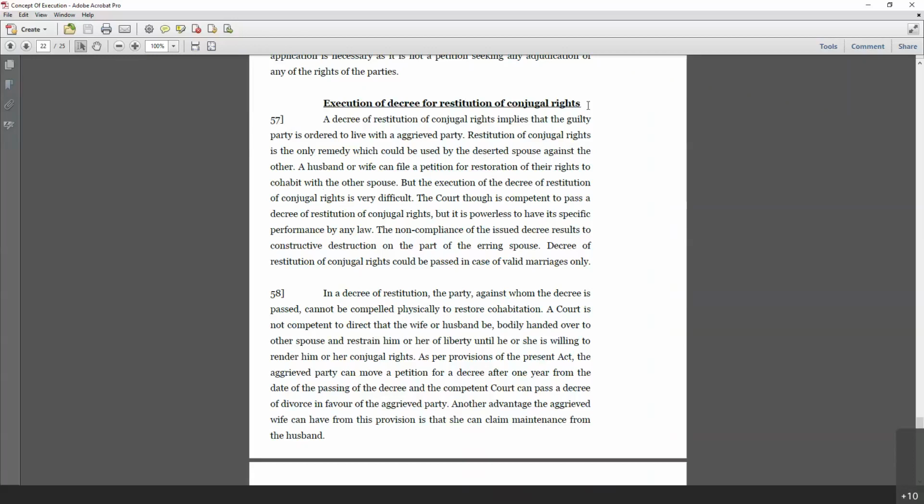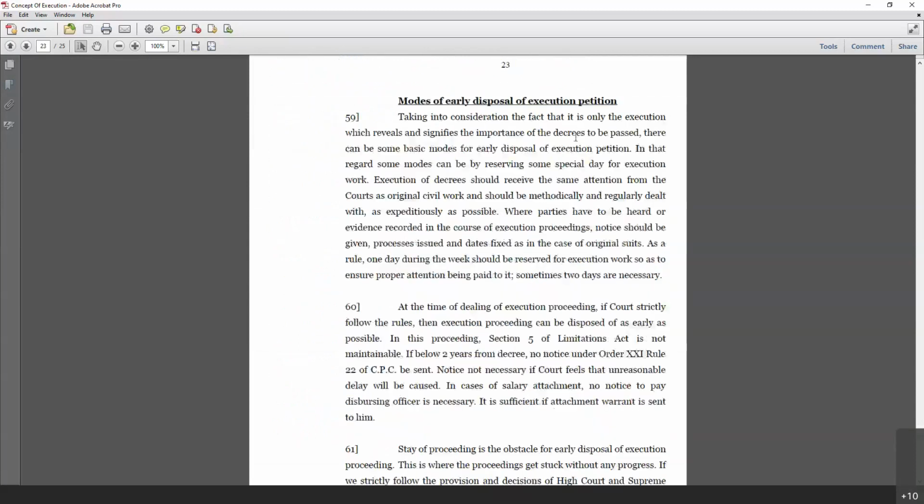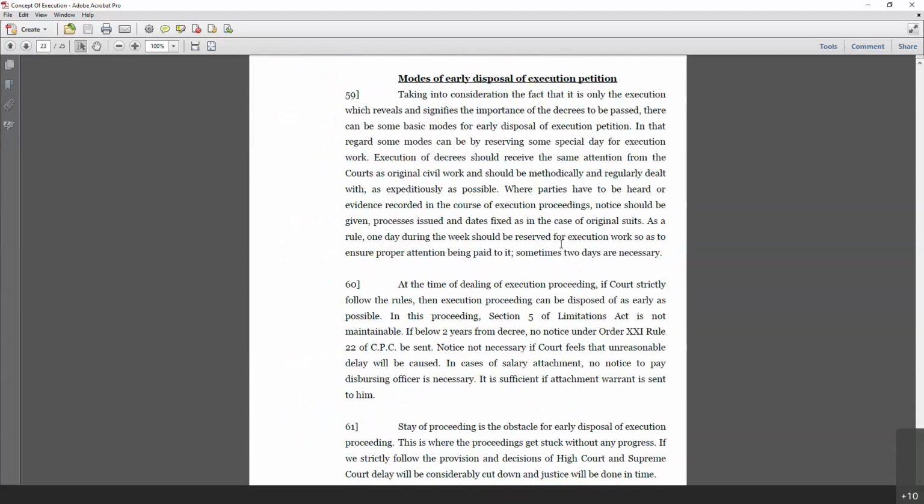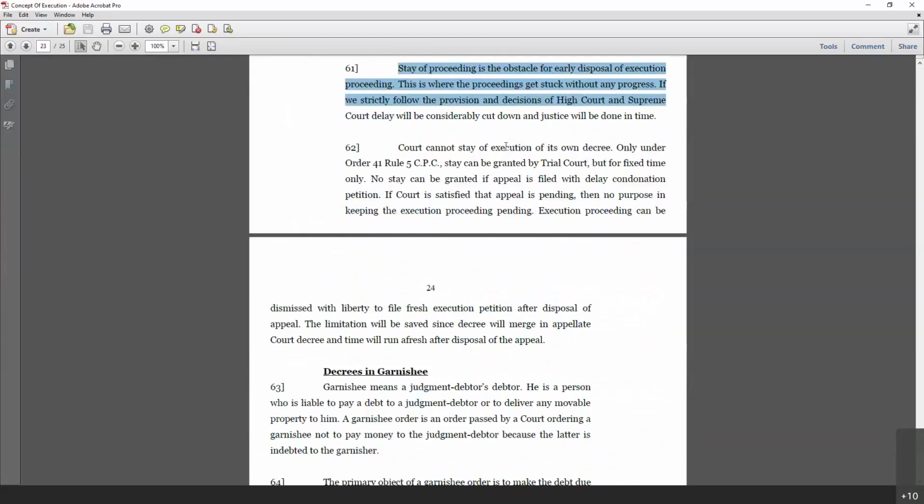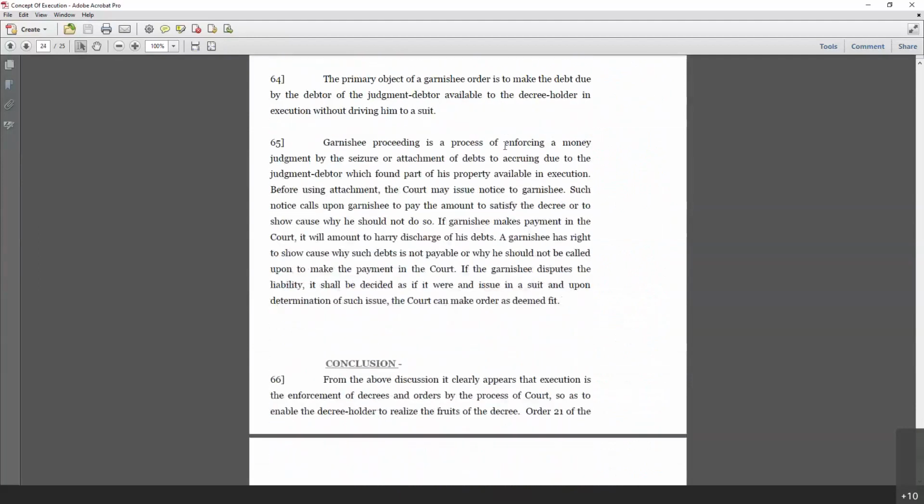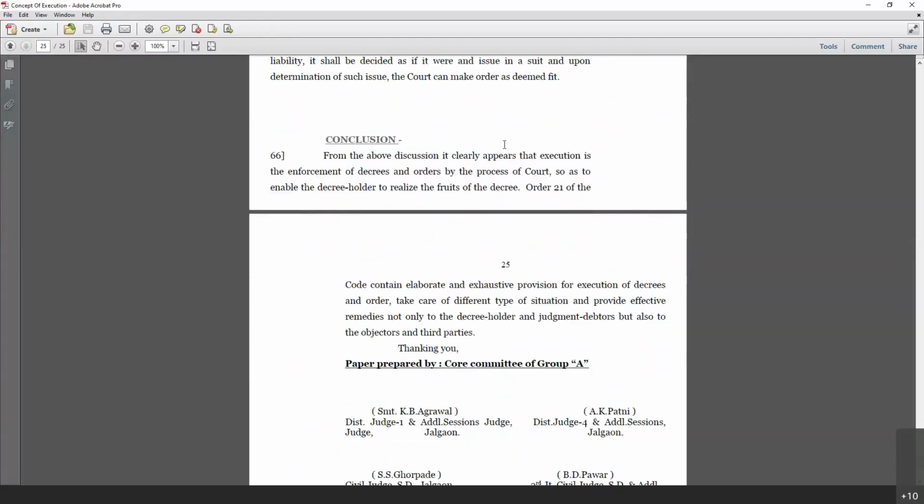Now, do bear in mind the concept of restitution of conjugal rights itself has been an area of significant controversy, and there are petitions pending in various courts challenging the constitutional validity of the provision which provides for restitution of conjugal rights. Of course, there are also other elements in the sense of how to ensure early disposal of execution proceedings. This is obviously in the sense of ensuring that there are no stays passed by appellate forums, as we mentioned, and generally the process which can be followed by the court concerned to ensure that the execution is proceeded with.